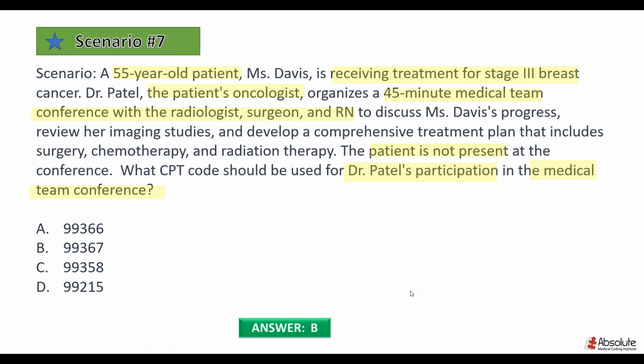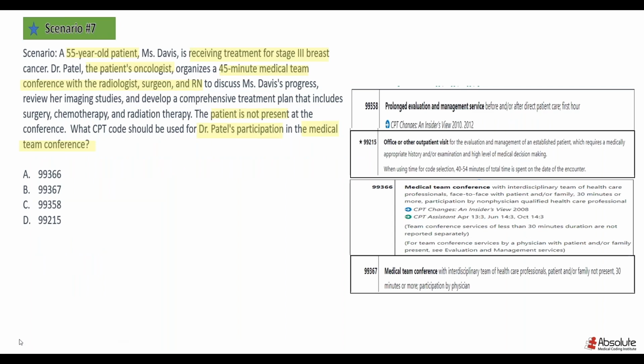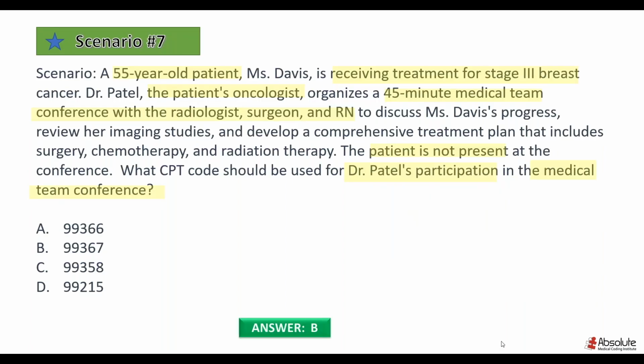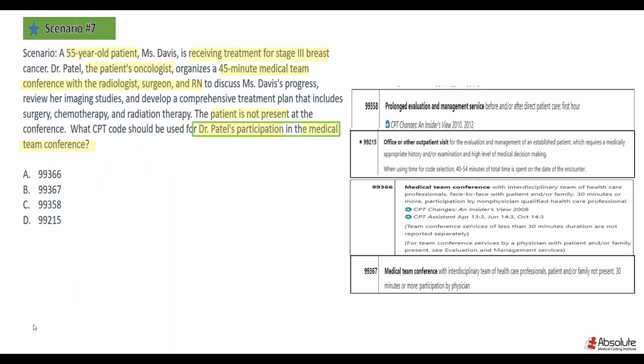And the correct answer is going to be option B, 99367. And again, as I said, look into the last portion of your question. Whom are we coding for? What are we coding for? We are coding for Dr. Patel's participation in medical team conferences.